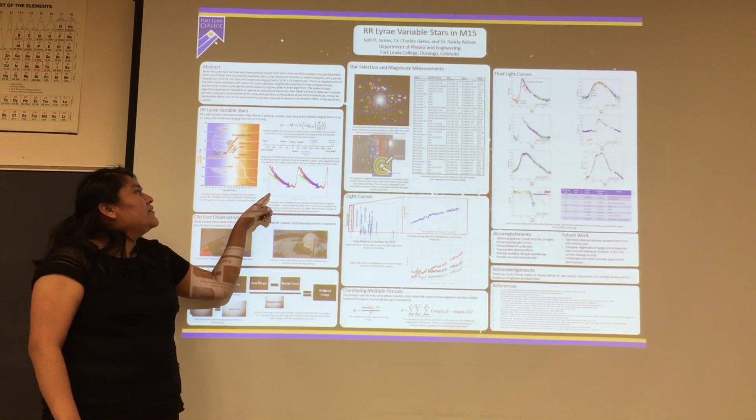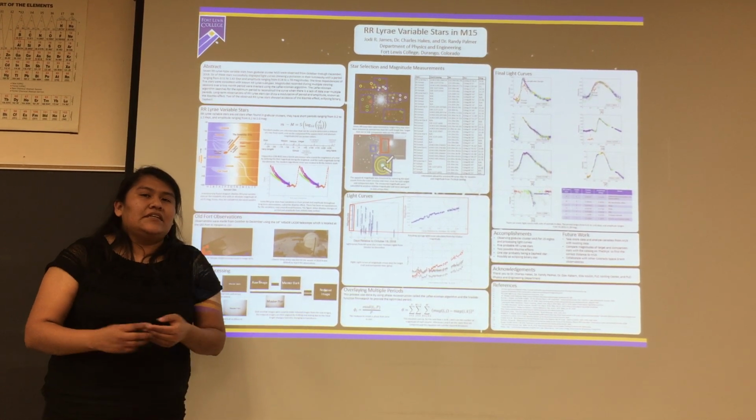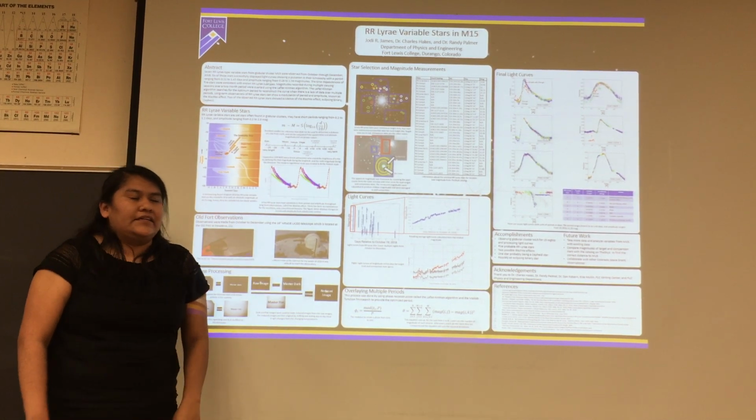So here we have a little example of the Blazhko effect, and the Blazhko effect is the change in amplitude and the frequency. So here is an example of changing in amplitude and some in the period.